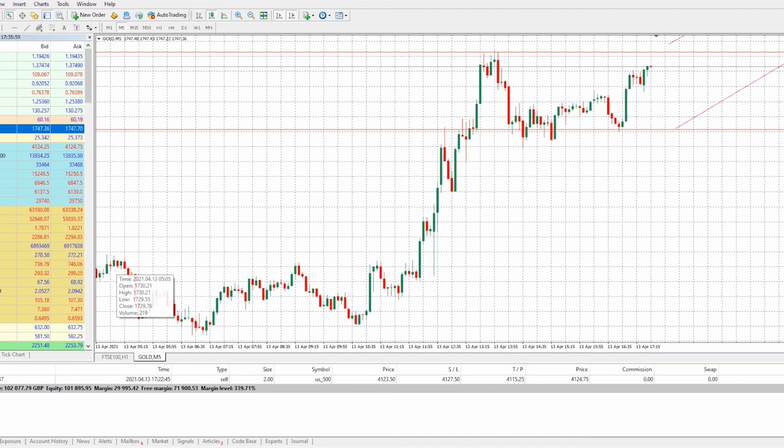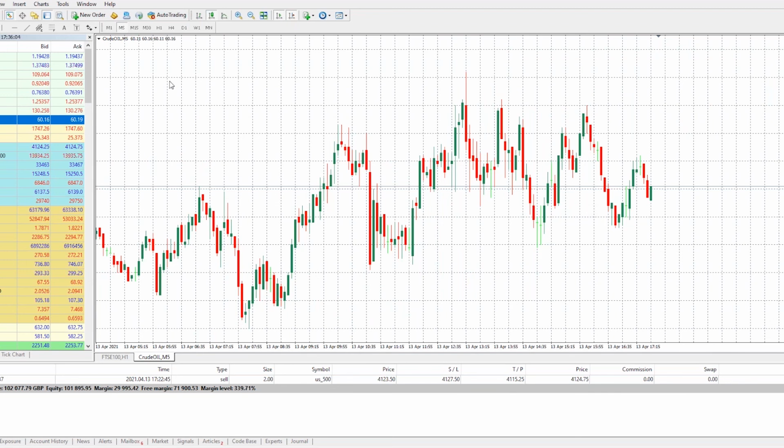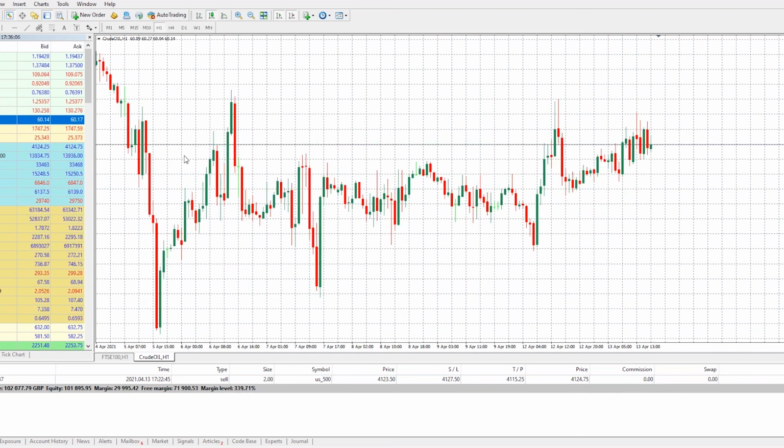Sure, we can look at oil. Let's take a look at crude oil, and then maybe we'll call it a night. Some interesting movement on crude oil today.